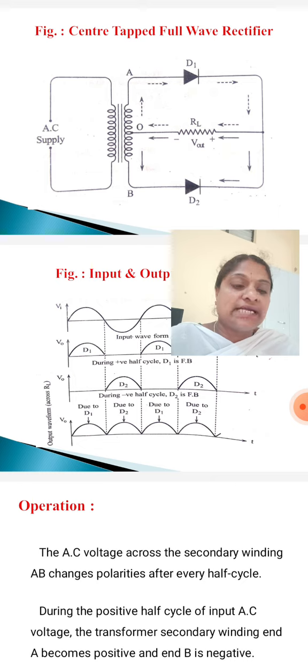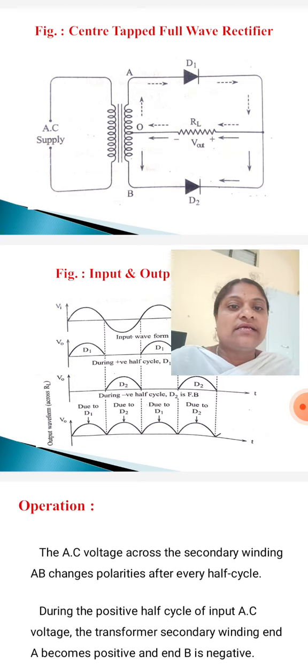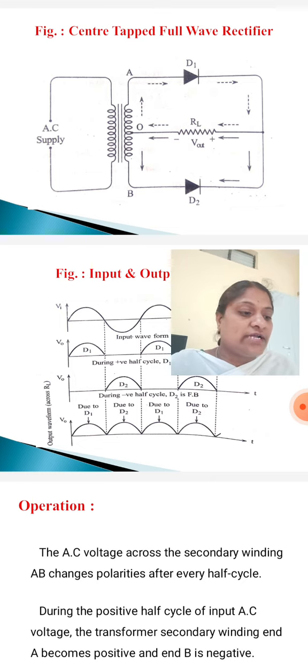Therefore D1 conducts while D2 does not conduct, and the current flows through D1. D1 behaves like a short circuit, so the current flows through diode D1 to the load resistor. D2 is reverse biased, so it acts as an open switch, and no current flows through diode D2. The conventional current flows through D1, the load resistor RL, and the upper half of the secondary winding.